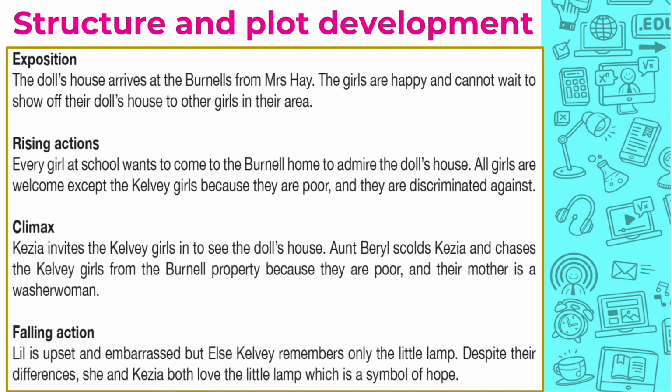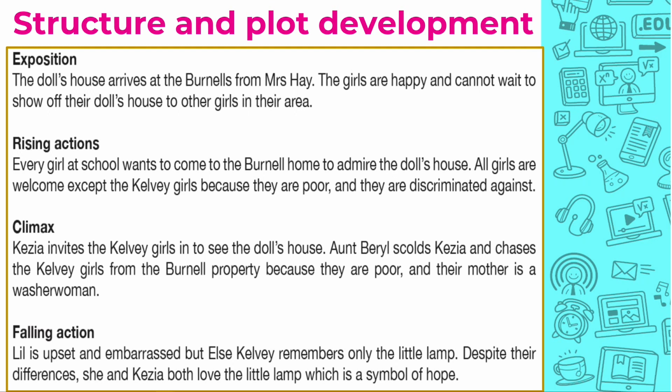So, now what does that mean? So what happens first? Exposition, then we have rising action. Remember, exposition is just introduction. So the doll's house comes to the Burnells from Mrs. Hay, and so everybody's very excited about it and they want to show it to people. Then you get the rising action. So every girl comes and they see the house and they admire it, but the Calvi girls, because they are the poorest of the poor, are not allowed. And remember, throughout all of this, Kezia doesn't quite understand this.